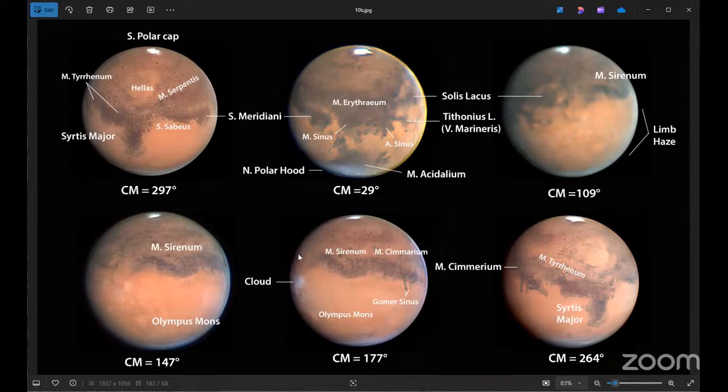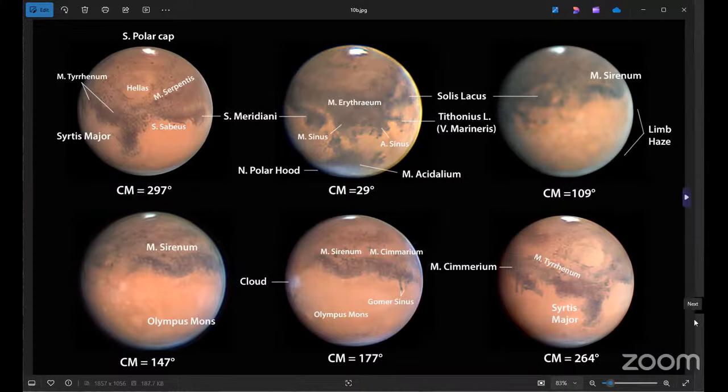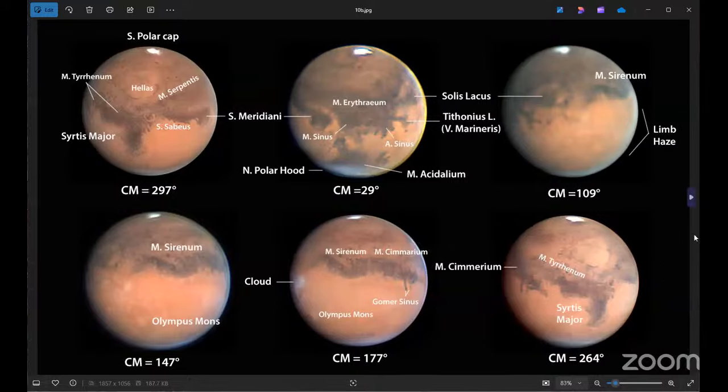Some things to notice of note, the polar ice caps. Again, that will depend on what season Mars is in when it's at opposition. You may see the polar ice cap. The southern polar cap is much smaller. You may see some of the details.